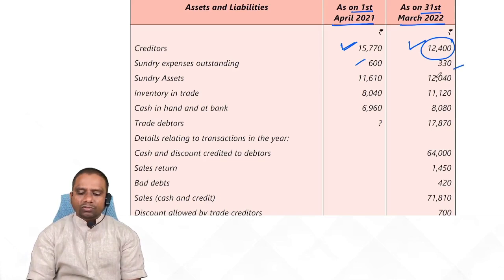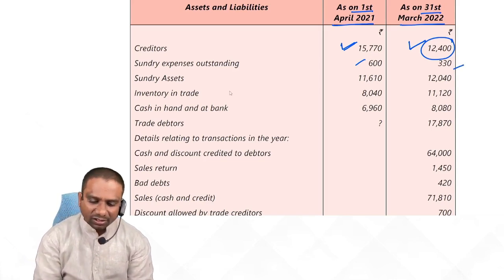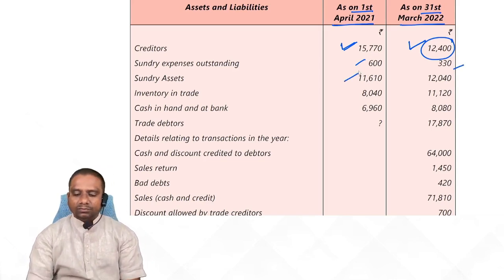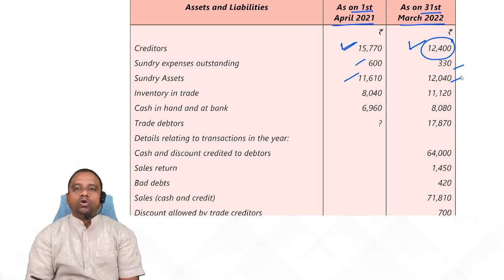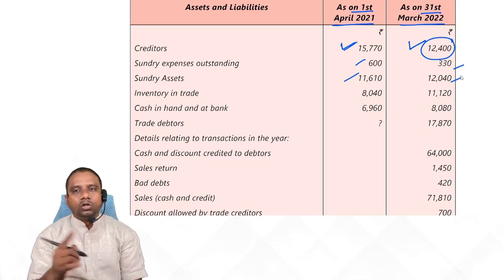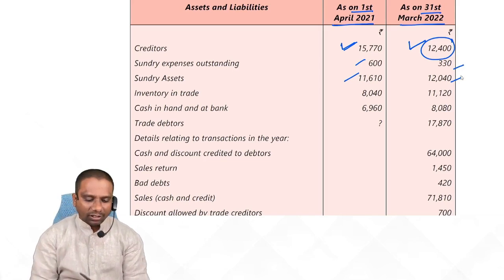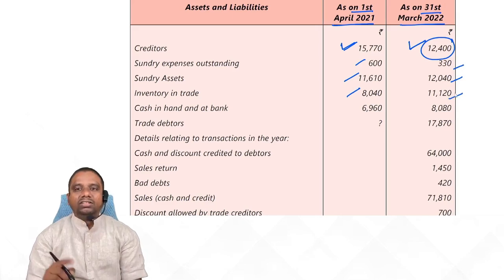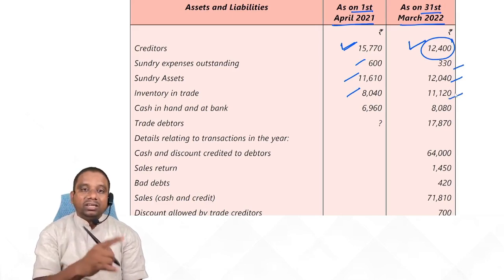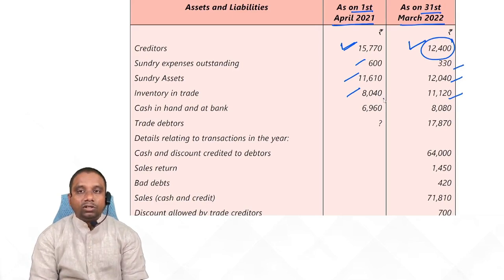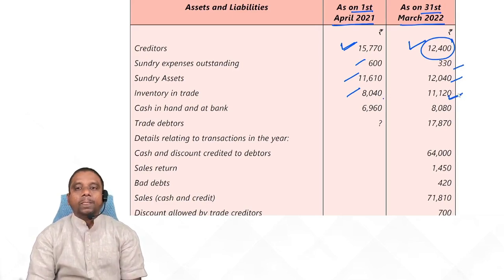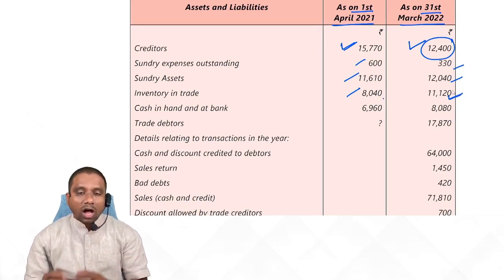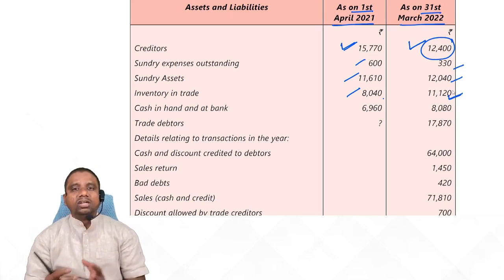Yes or no? So we have certain adjustment for this. Don't forget. Sundry assets 11,610, 12,040. Opening balance sheet 11,610, closing balance sheet 12,040. Inventory in trade. Opening balance sheet 8,040, closing balance sheet 11,120. At the same time, trading account debit side 8,040, trading account credit side 11,120. So almost every information we are taking to two places, remember.